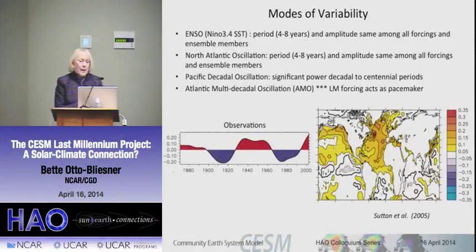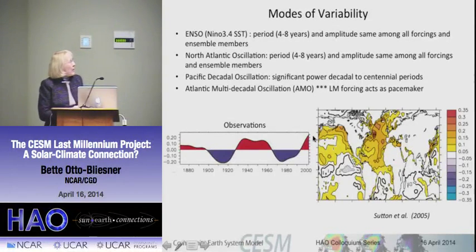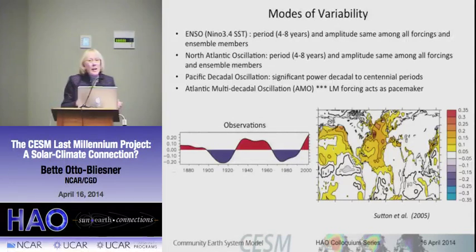For those of you that are not familiar with the AMO, it basically is a measure of variations in sea surface temperatures here in the North Atlantic, going from the equator to 60 north. This is from observations here. And if you take that index and then take out the mean and detrend it, what you see is this oscillation going from warmer North Atlantic to colder, then warmer, with a quasi-period of about 60 to 70 years.